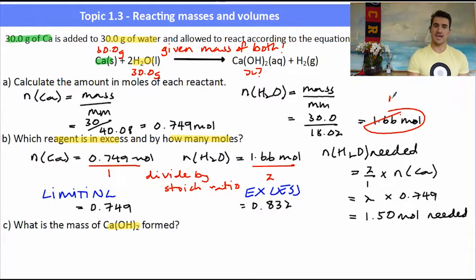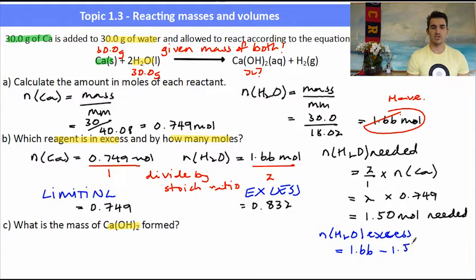So I could work out how many moles are left over by doing a takeaway. The number of moles of water in excess is the amount that we were given, 1.66, take away the amount that we need, which is 1.5. I needed to do that calculation, which is 0.16 moles in excess.